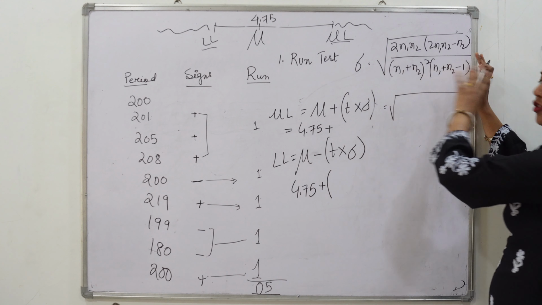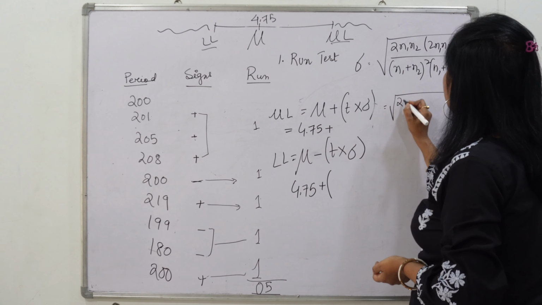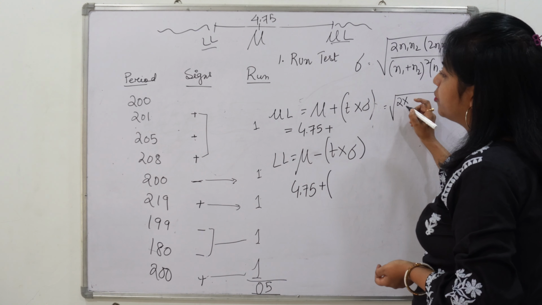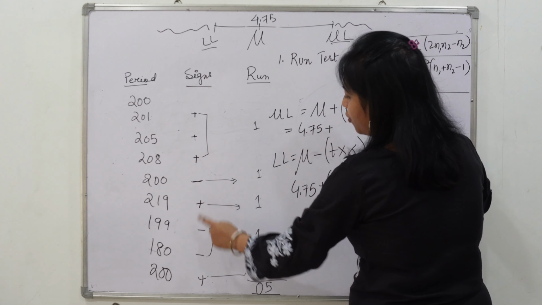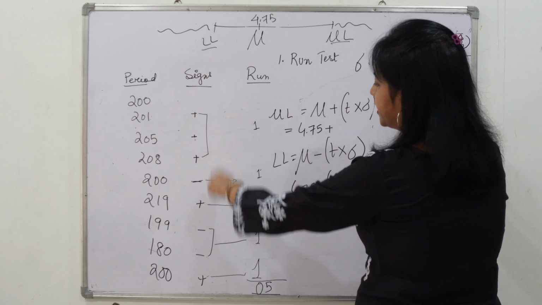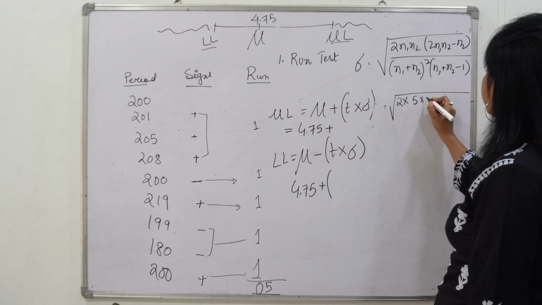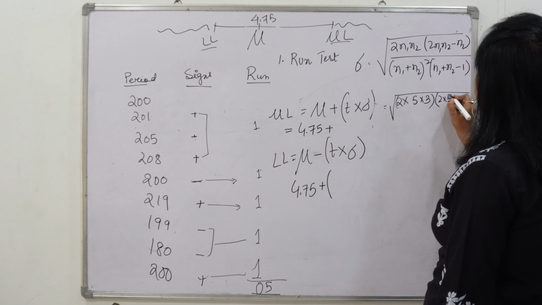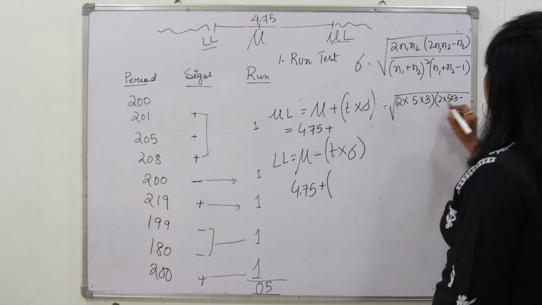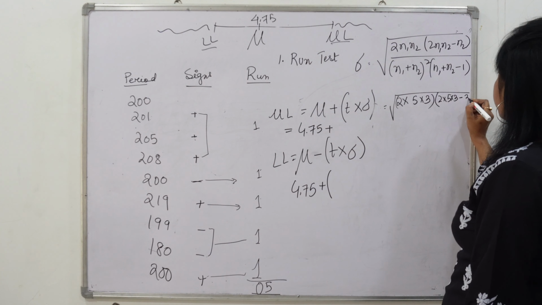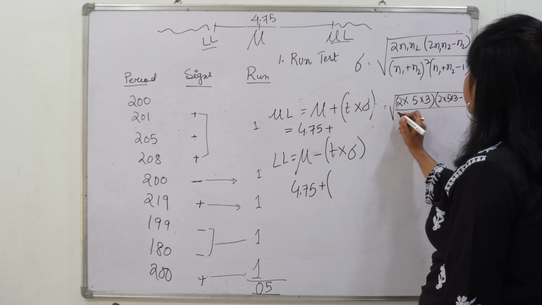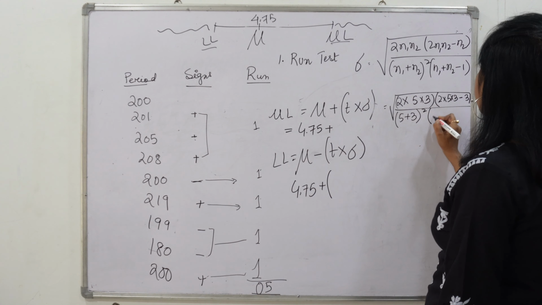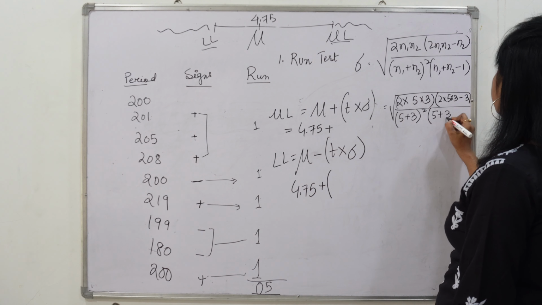So we got the formula for standard deviation. We will just write 2 into n1. What was our n1? N1 was the positive signs. How many positive signs? 1, 2, 3, 4, 5. 5 positive signs. How many negative signs? I believe it was 3. And then we have 2 times 5 into 3 minus 2 times 5 into 3 minus 3, divided by n1 5 plus 3 square, n1 5 plus 3 minus 1.